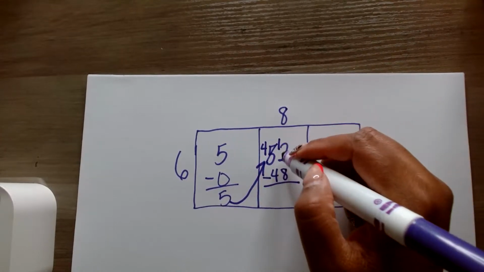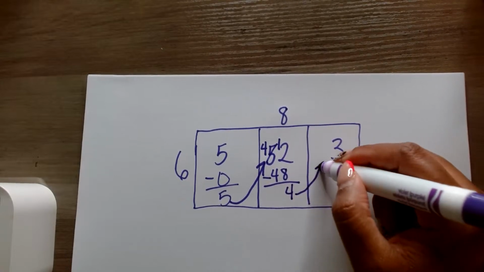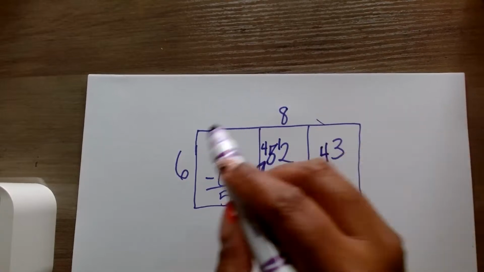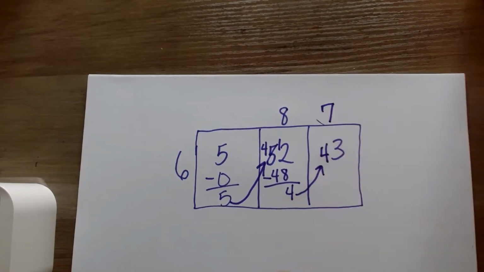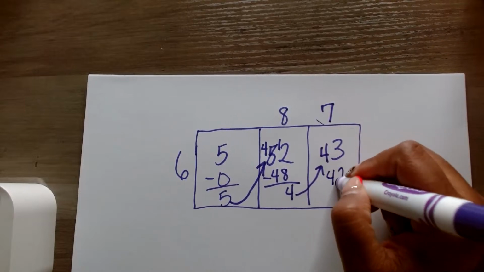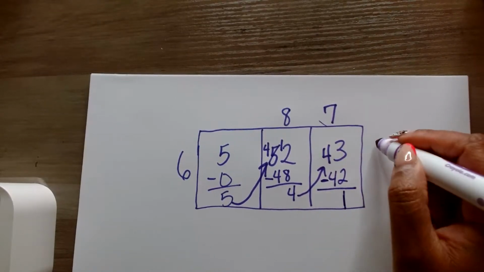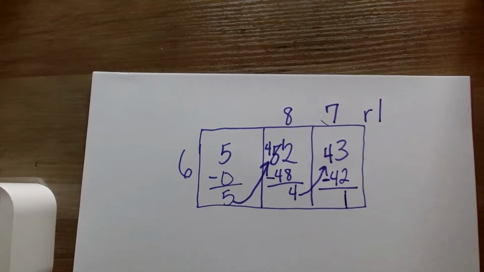And so 12 minus 8 gives us 4, and we're going to bring that 4 up. So now in this box, what number times 6 gets us close to 43? Well, we know that would be 7. So that will be 42, and we're going to subtract. And that gives us 1. And since there's nothing to bring up, that will give us a remainder of 1.